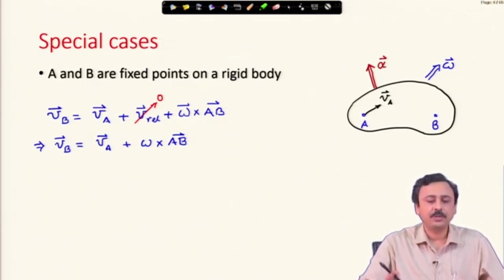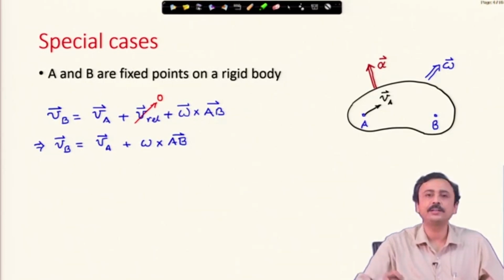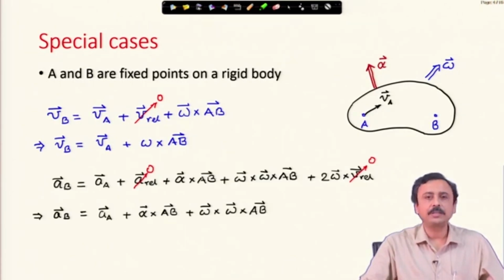Therefore, V rel is 0. What remains is because of the rotation of the earth, which is omega cross AB, omega of the earth cross AB in this particular example. Here it is the omega of the body cross AB. Therefore, this velocity relation simplifies: VB is VA plus omega cross AB. Let us look at the acceleration expression.